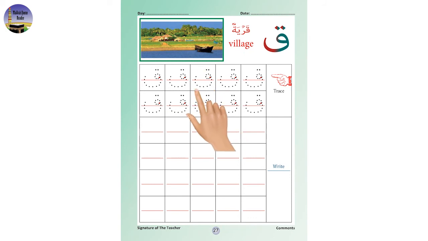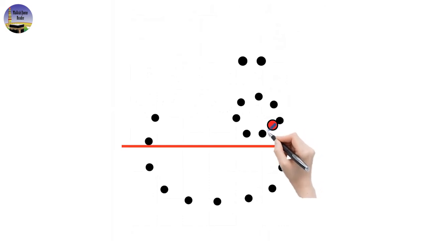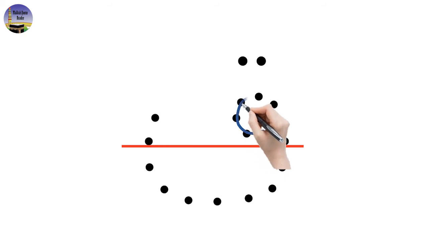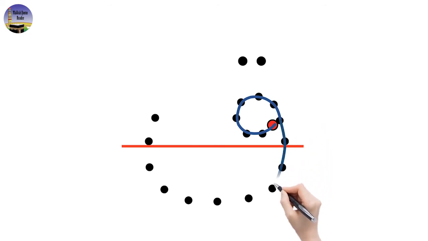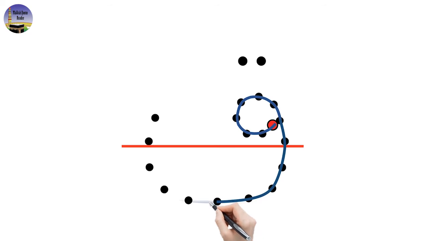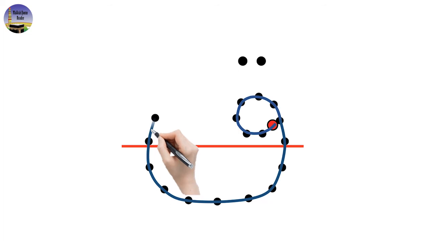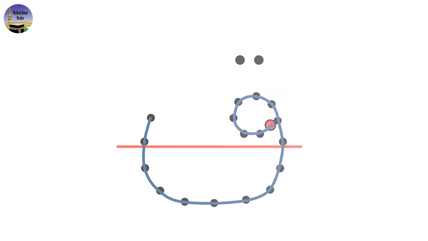Next one. Start from the red dot. Make a small circle above the line. Then go down. Make a big half circle. And put 2 dots above the letter. Qaf. Qaf for qaryatun. Qaryatun means village.